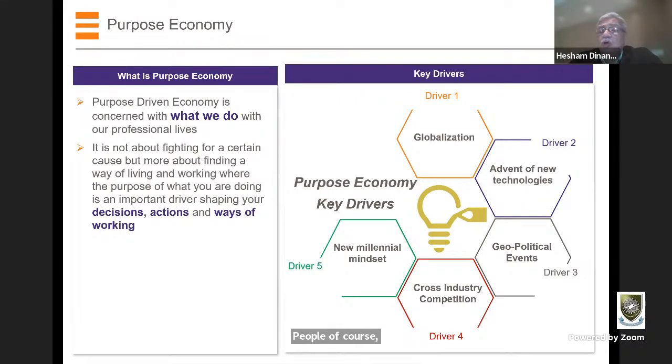So the purpose economy has shown a very big growth trend among younger generations, and is expected to continue to grow. There are a number of drivers for it: globalization, of course, the advent of new technologies, geopolitical events, cross-industry competition, and of course, as I was saying, the new millennial mindset.